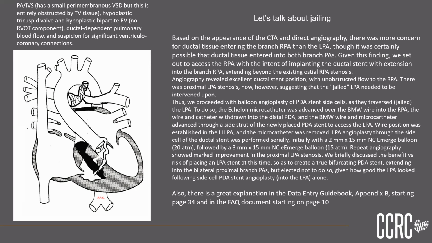Just looking at the picture, you can see the stent jailed. But if you look into the body of the report, it talks about how they went ahead and jailed it, and then they went through the stent side cells to redilate. So it's about getting used to reading cath reports and seeing if there was jailing, where it was jailed, and how they fixed it. Usually if they talk about going through a side cell or putting a wire through a side cell and a second balloon, that means something was jailed and they opened it back up to establish flow into the pulmonary artery that was jailed.